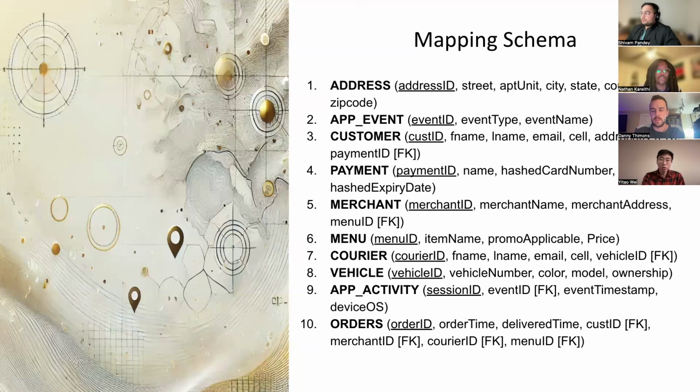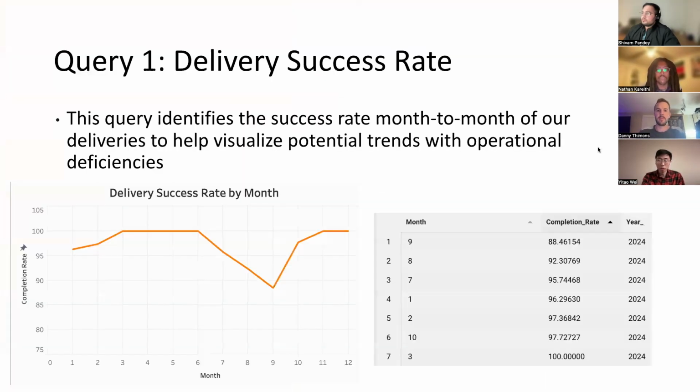Merchants and their menus are handled in the merchant and menu tables, while carriers and their vehicles are tracked in carrier and vehicle. We also have the application event for event tracking, application activity for user sessions, and orders to tie everything together, linking customers, merchants, carriers, and menus. This schema keeps our data organized and efficient. Now I'll pass it down to Shivam again to talk about our first query.